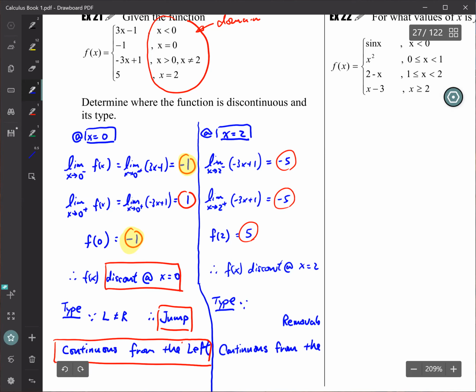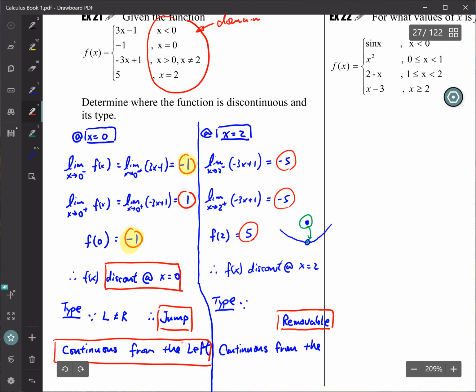Okay. So this one is removable because, think of the graph. One from the left side goes to -5, and then from the right side also goes to -5, but then at 2, it jumped, not really a jump, it has a point on the top. So I can make this become continuous by taking this point and filling it in. You are only missing a little dot. When that happens, we call that removable. You are able to remove the discontinuity.